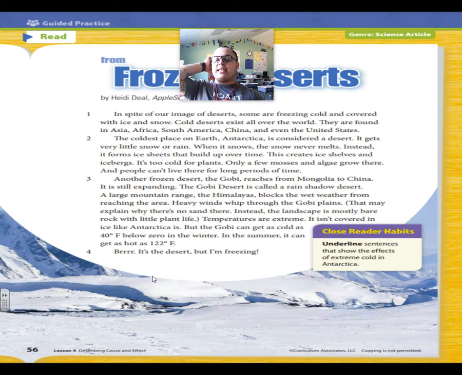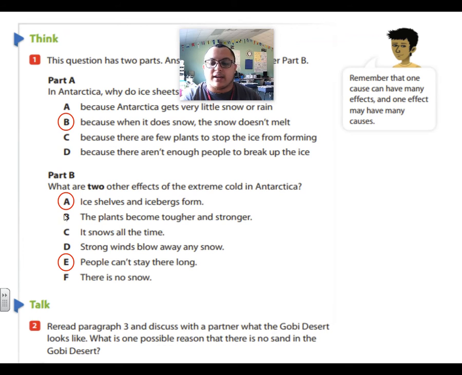So what is the reason that the Gobi Desert doesn't have sand? Well, it tells us here that heavy winds whip through there. So the wind, if there was any sand there, the wind would just be blowing all the sand out of there. So the heavy winds go through, and that's the reason there's no sand there.